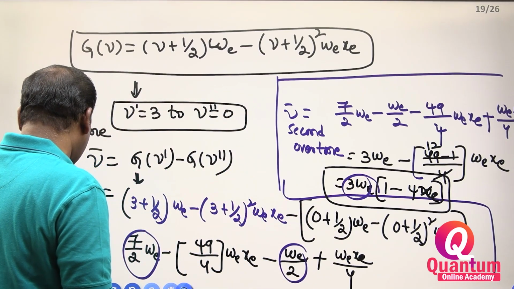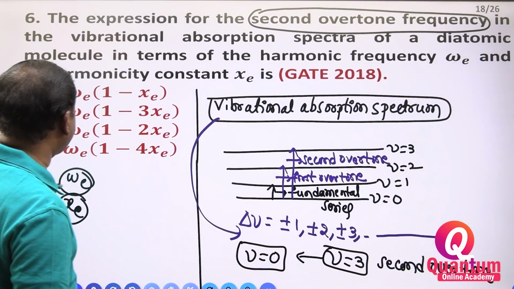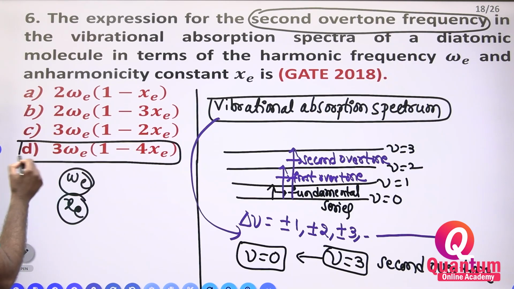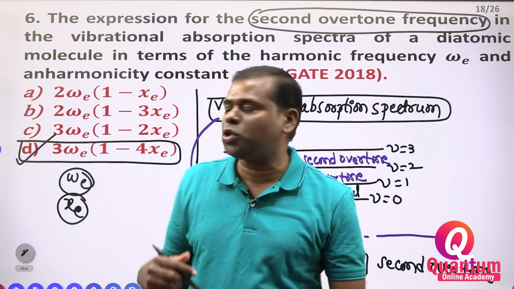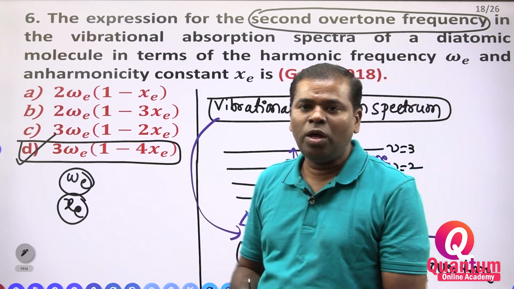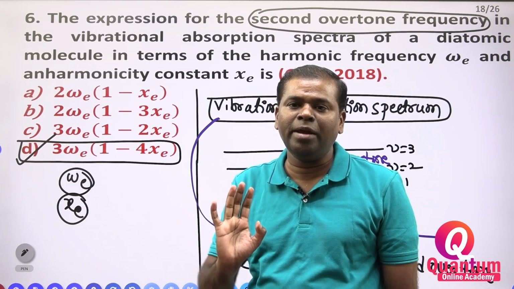Now check the options, which option is correct? The second overtone frequency is equal to 3 omega e into 1 minus 4 xe, so option D is correct. This is very, very important.